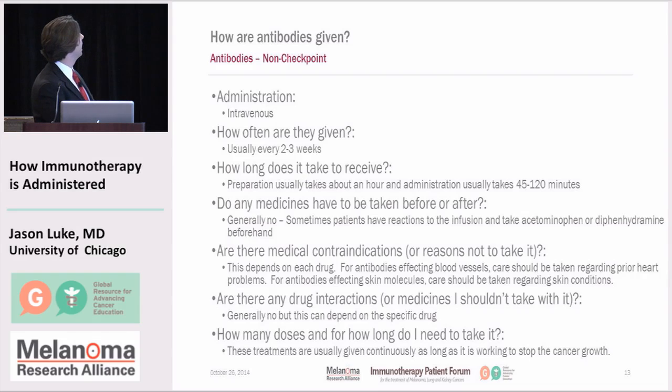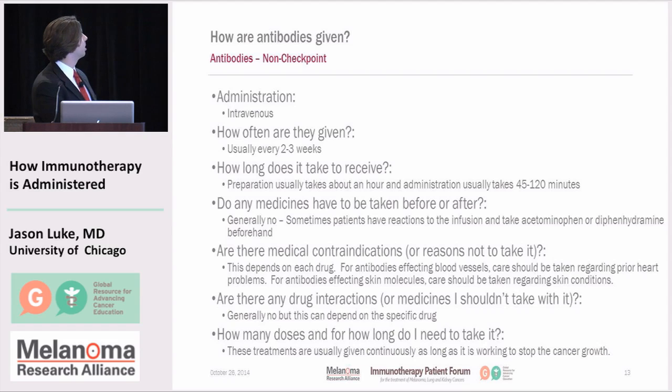Are there contraindications to taking this? Well, that can depend somewhat on which drug they're giving. Obviously, it depends on what you're trying to do. If you're someone who has heart problems and you take a drug that's going to affect your blood vessels, that potentially could be an issue. Similarly, if you have skin problems and you're taking one of these that attacks skin molecules, you may have an issue there, and that just needs to be considered before you start on the treatment.